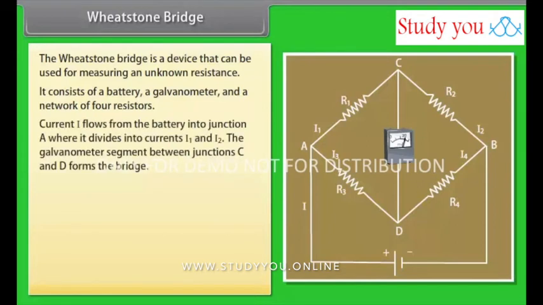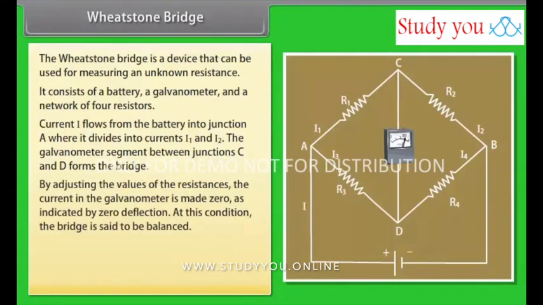Current I flows from the battery into junction A, where it divides into current I1 and I2. The galvanometer segment between junctions C and D forms the bridge. By adjusting the values of the resistances, the current in the galvanometer is made 0, as indicated by zero deflection. At this condition, the bridge is said to be balanced.